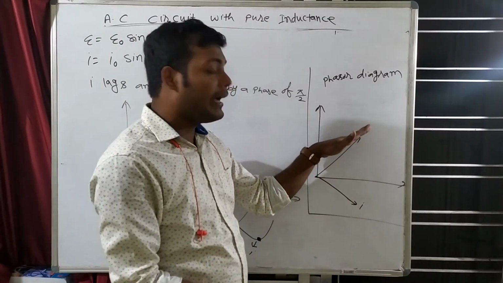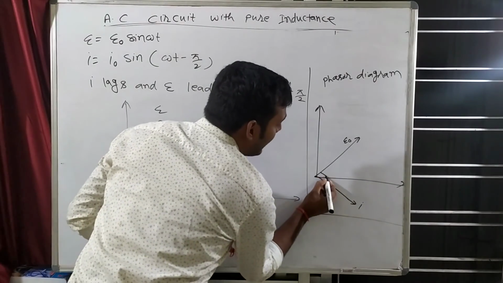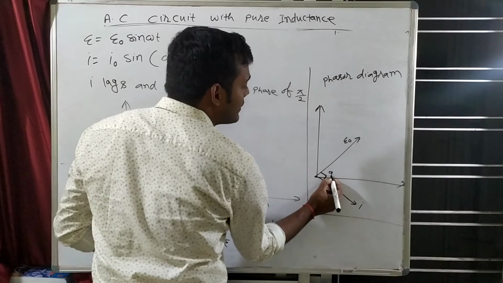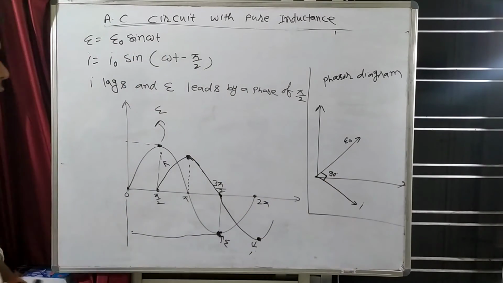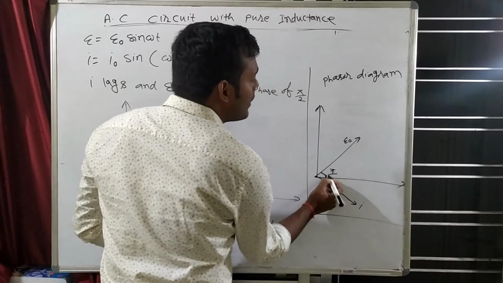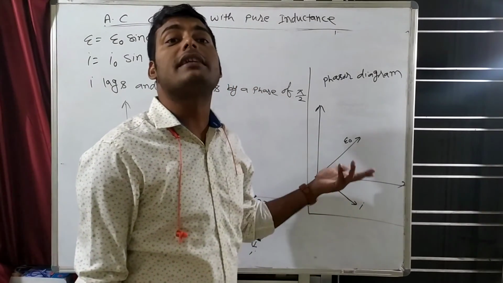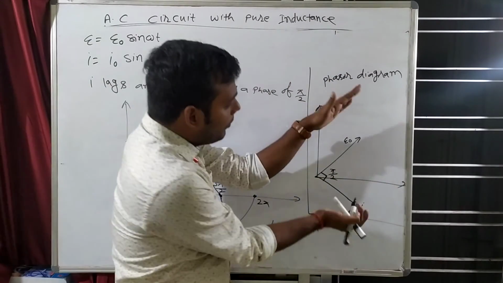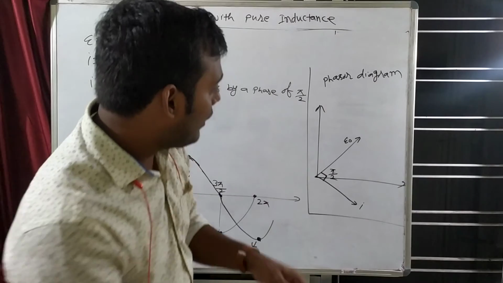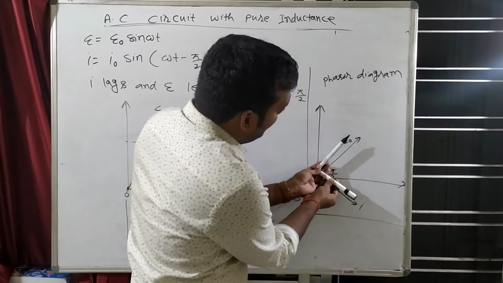So where will EMF be? Ahead. Where will current be? Behind. By a phase of how much? The angle between EMF and current should be how much? 90 degrees, meaning pi by 2. You can say 90 or you can say pi by 2. So EMF is leading the current by how much angle? Pi by 2. So it will move like this. This angle is 90.